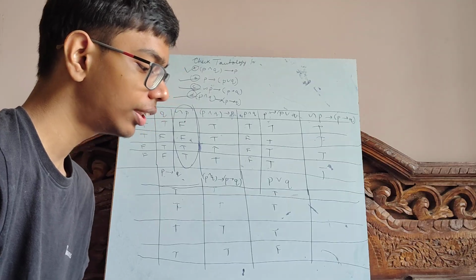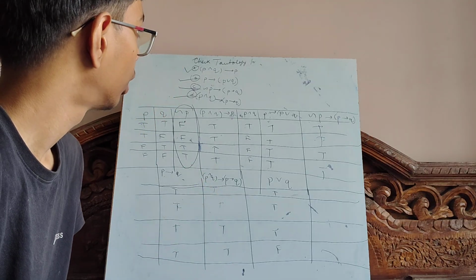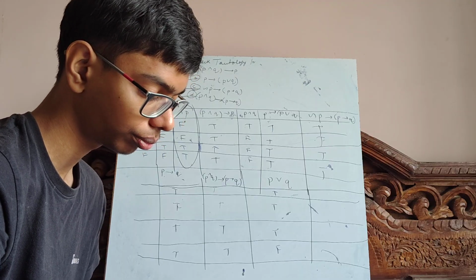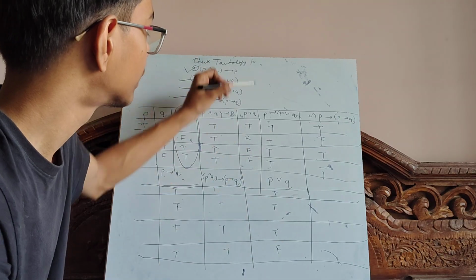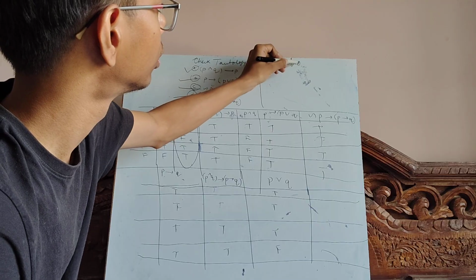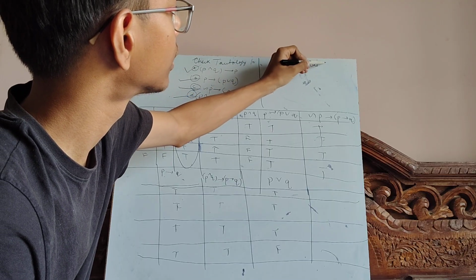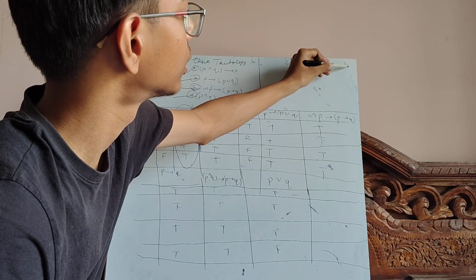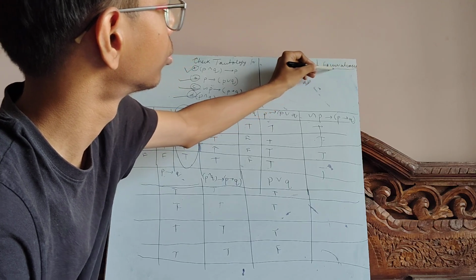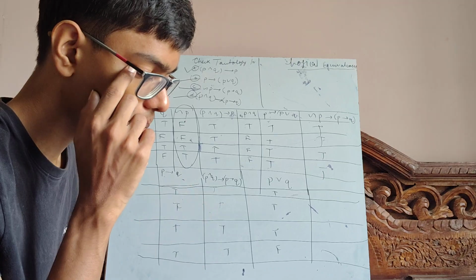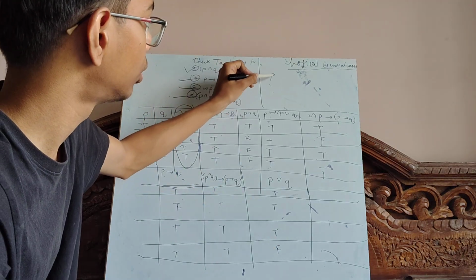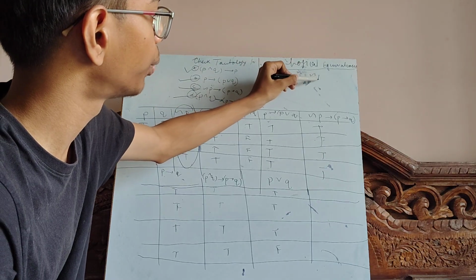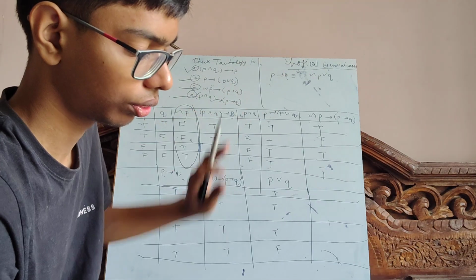So by doing this, we check the tautology of a given compound of propositions. Now we will be discussing some logical equivalences. So P implies Q is logically equivalent to negation of P or Q.